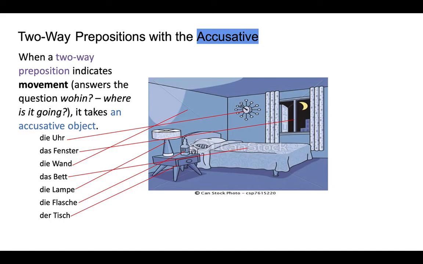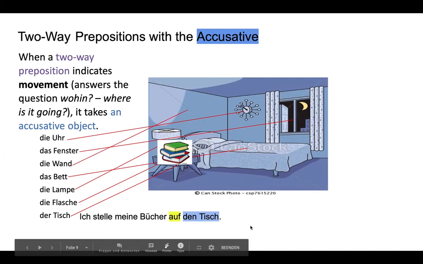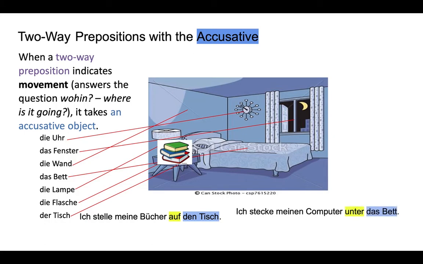So again, here's my same hotel room and the same items that I have described, but let's watch what happens when I unpack my stuff and I'm putting it places around the hotel room. Ich stelle meine Bücher auf den Tisch. I move them there. That's why I use auf, a two-way preposition, with den Tisch, the accusative article. Ich stecke meinen Computer unter das Bett. There it goes. I'm putting it there. It moved there, so it's unter das Bett, accusative case.